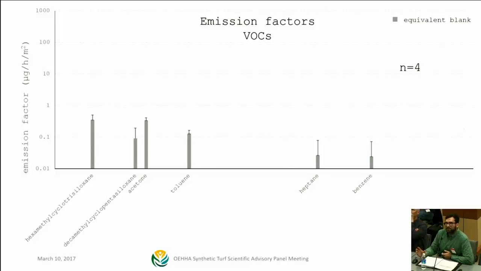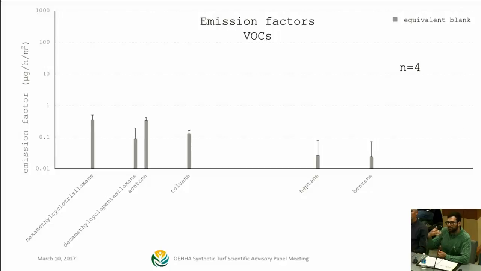So these are some preliminary results from the emission chambers. These are the emission factors for the equivalent blank chamber, which is just the aluminum tray inside the chamber, so no turf, no crumb. The emission factor is presented in units of micrograms per hour per square meter. So you can see when there's nothing in the chamber, we have low emission factors of some siloxanes, a little bit of acetone, some toluene, heptane, benzenes.